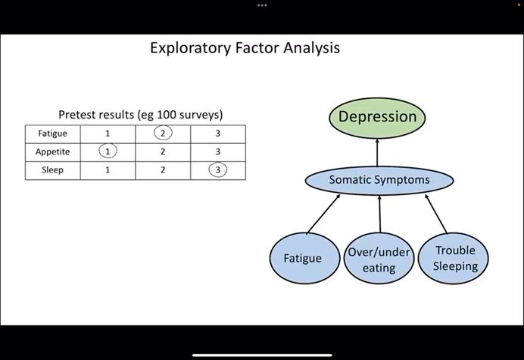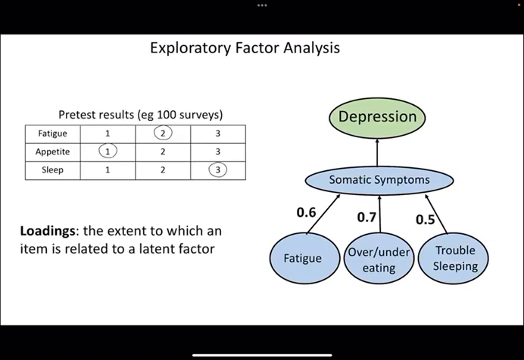But if we're describing them in terms of an underlying variable, somatic symptoms, we can parse them out and weight them based on how related they are to this latent construct. That permits us to use loadings, where a loading is the extent to which something is related to a latent factor. Here, I just made these numbers up, but we can see that the thing of these 3 that is most related to the somatic symptoms of depression is overeating, while trouble sleeping is maybe a lower, less important predictor of the somatic symptoms of depression. That's kind of abstract, but it'll become more clear.